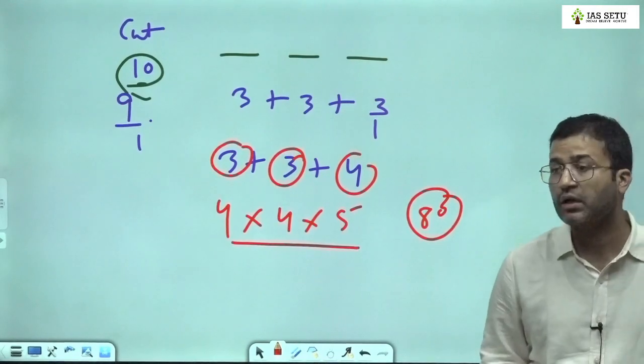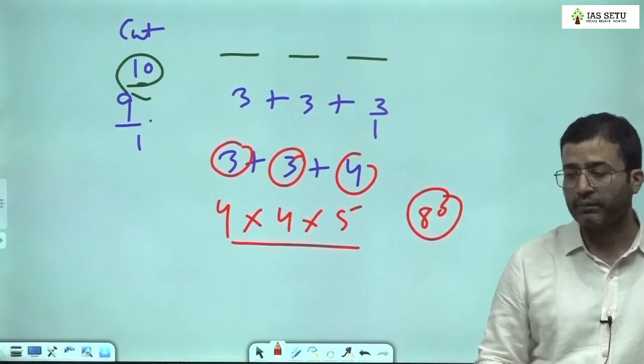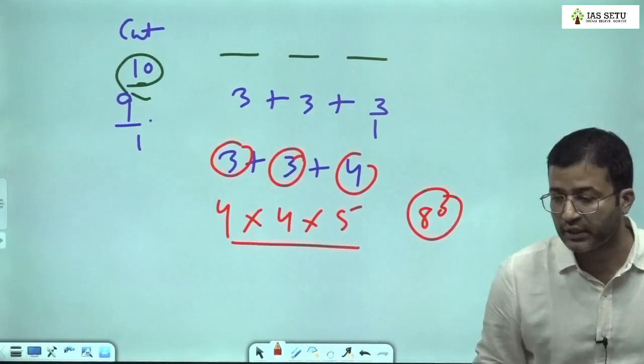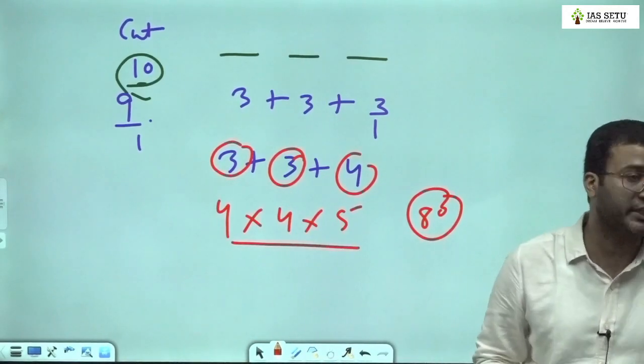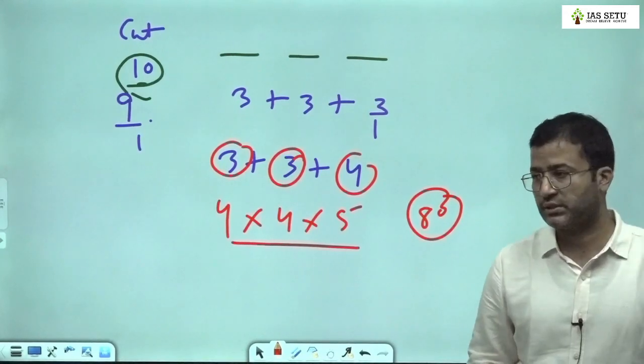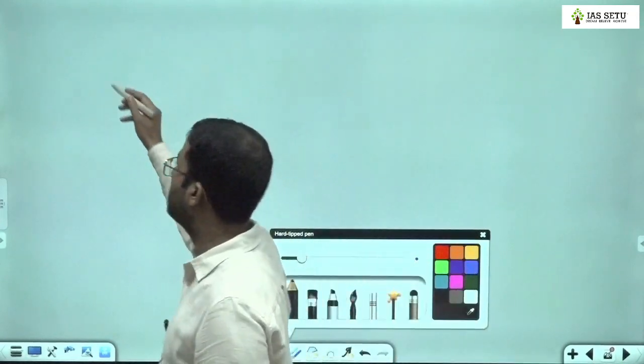This is the answer. Let me take 3-4 questions because many of you have given me 80, but you should know the process so that you always get the correct answer. Rather than doing hit and trial, we should know the process. Like, I take one more question, say the number of cuts is 13.